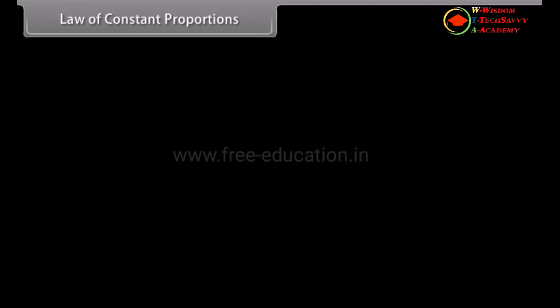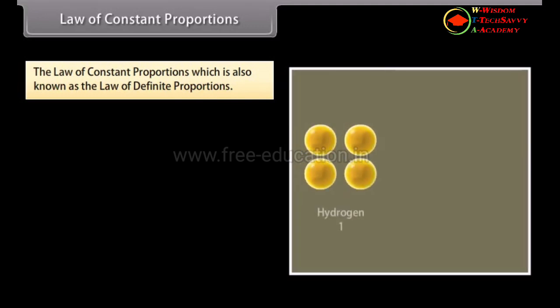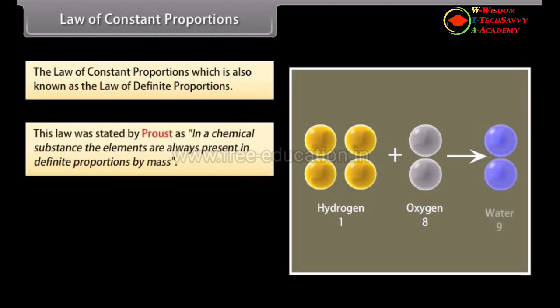Law of constant proportions. The law of constant proportions, which is also known as the law of definite proportions. This law was stated by Proust. As in a chemical substance, the elements are always present in definite proportions by mass.